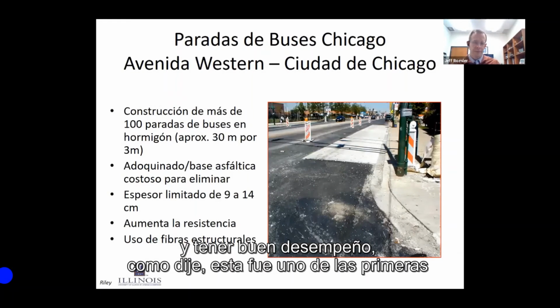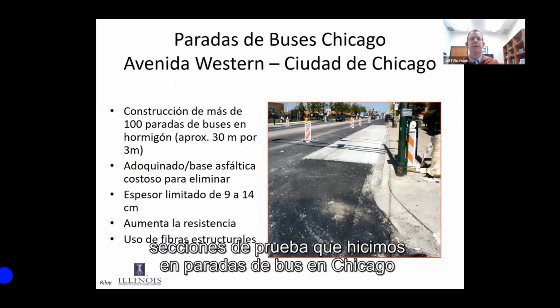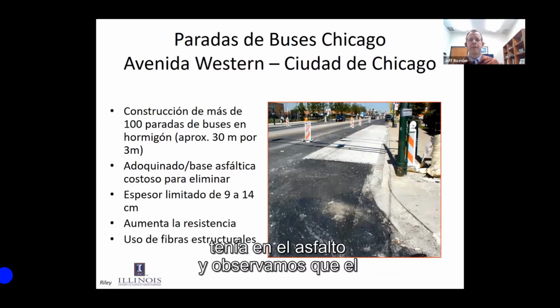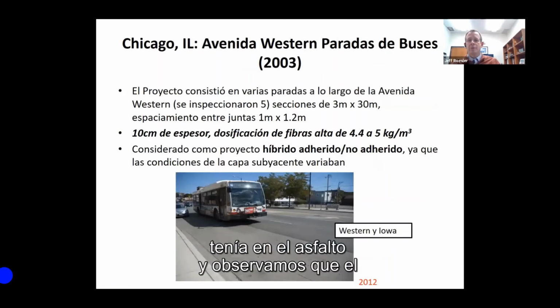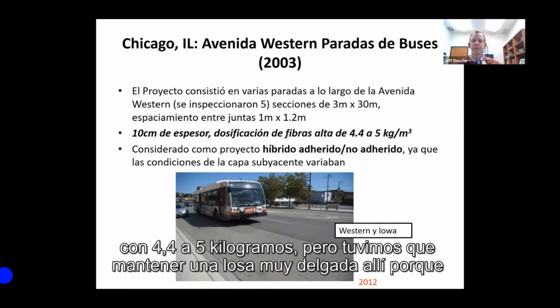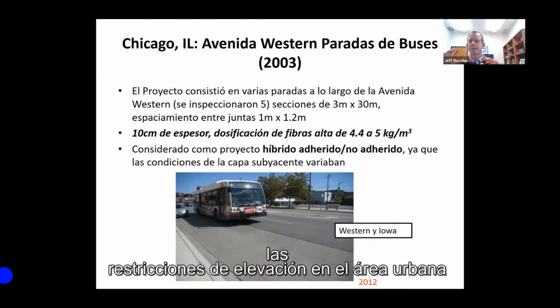And as I said, this was one of the earlier test sections we did with bus stops in Chicago, where thinner slabs were used because of the rutting that was going on with the asphalt. And note the synthetic fiber content was very high, 4.4 to 5 kilograms, but we had to maintain a very thin slab there because of elevation restrictions in the urban area.